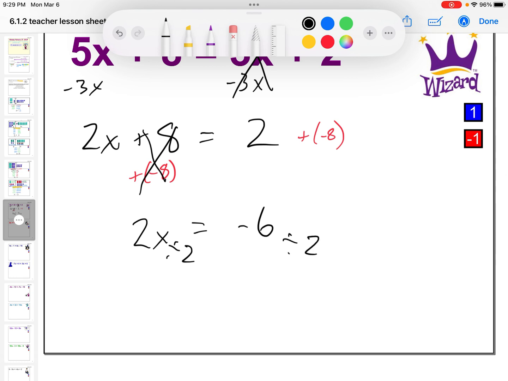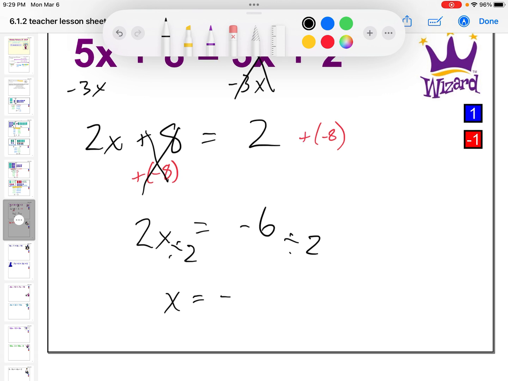So what I'm left with is 1 x tile, right? Because I had 2 x tiles. I divided them into 2 groups. So what does 1 x tile equal? 1 x tile equals, what is the -6 divided by 2, right? Taking those -6 tiles, I'm going to divide them into 2 groups, and they should all be a -3, right?